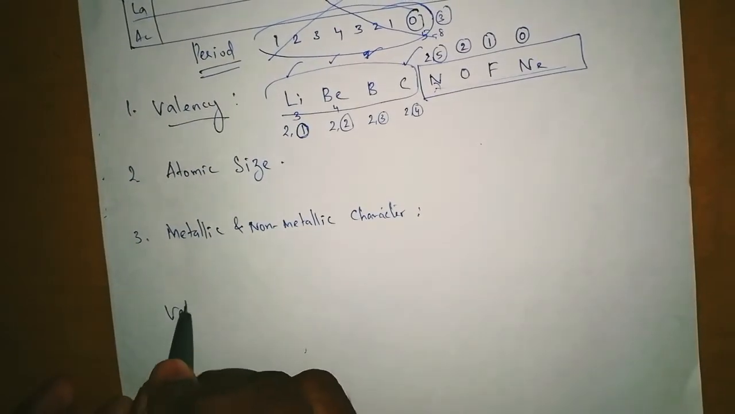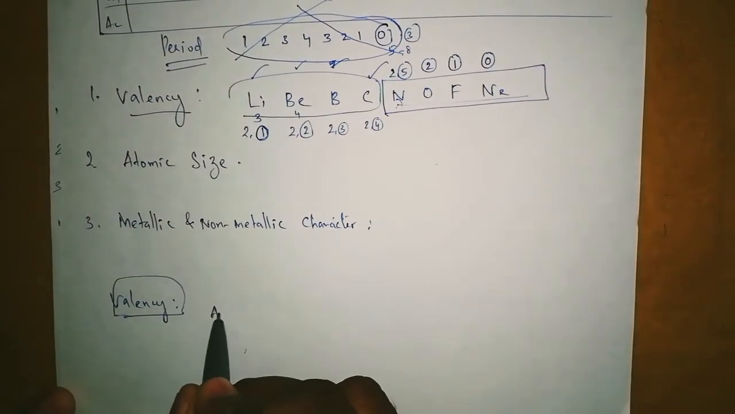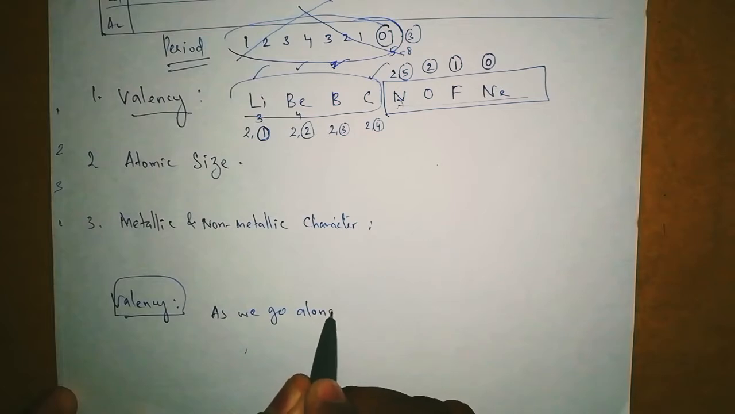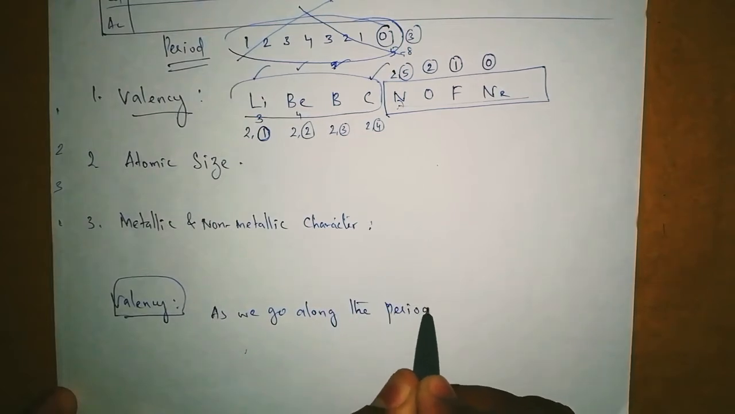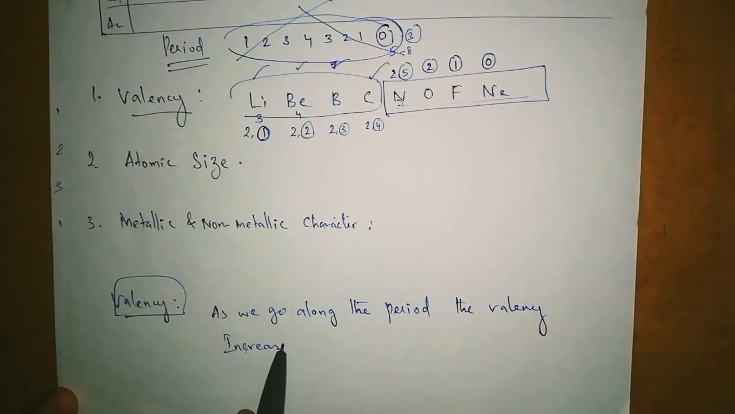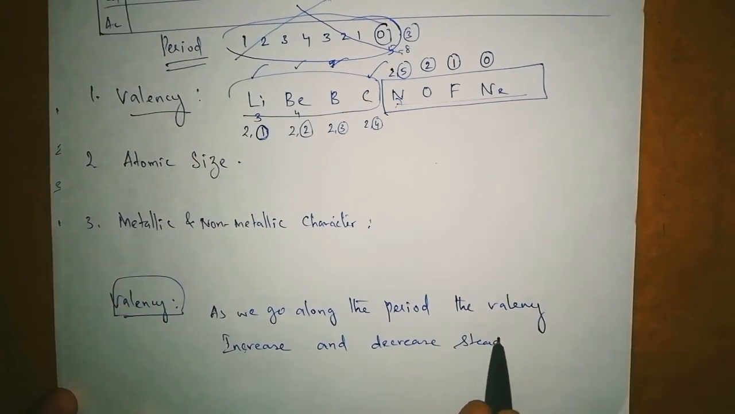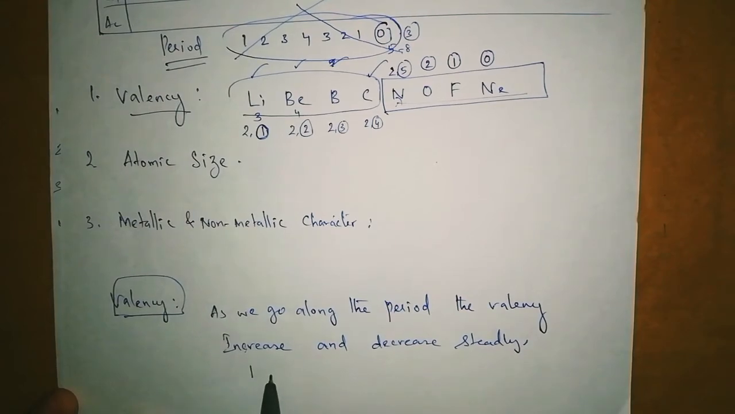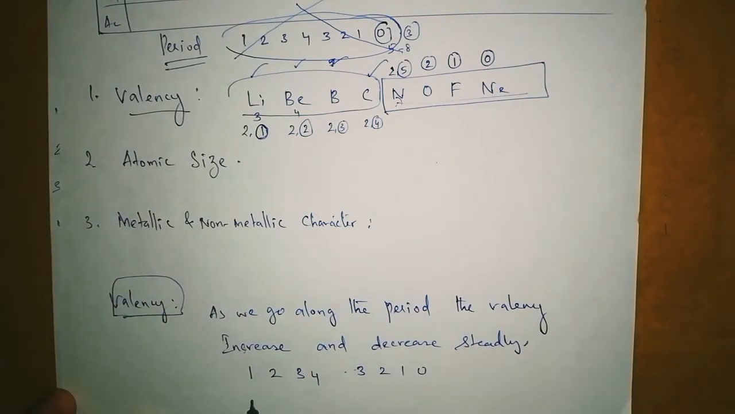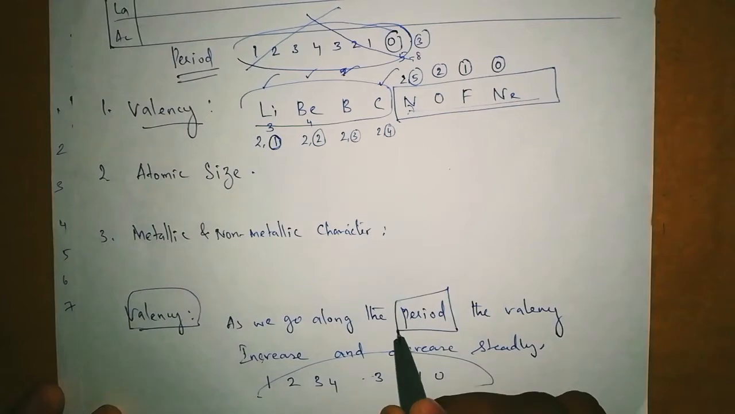So if I say about valency separately, we'll write it here. As we go along the period, the valency increases and decreases steadily. That means it increases from 1, 2, 3, 4, and then starts decreasing to 3, 2, 1, 0. Clear? This is what happens to the valencies along the period. This is very important, along the period.